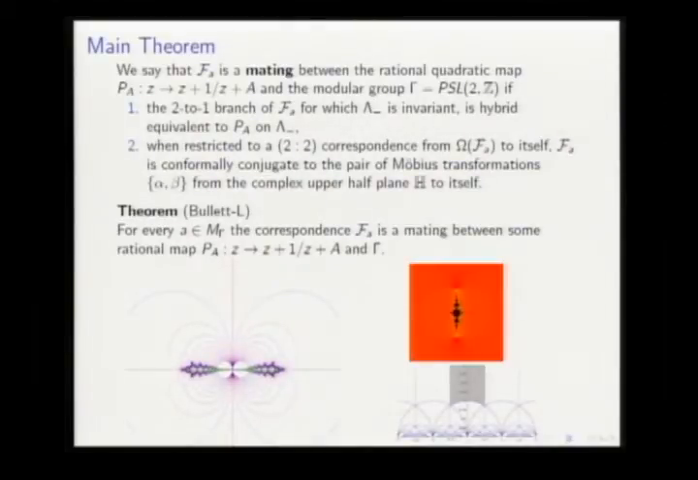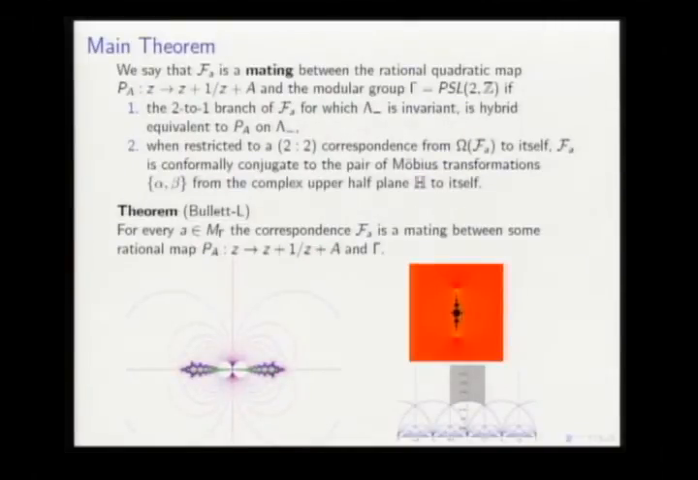So we proved, and the result has been on the arXiv for a couple of hours, that for every correspondence with A in the connectedness locus, F_A is a mating between Per_1(1) and the modular group. Well, and you define mating in the logical way: something that is hybrid equivalent to a member of Per_1(1) here inside, and where the two branches are conformally equivalent to the generators of the modular group here outside.